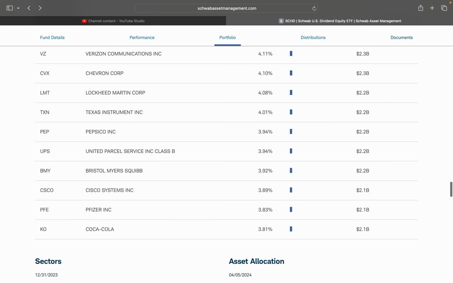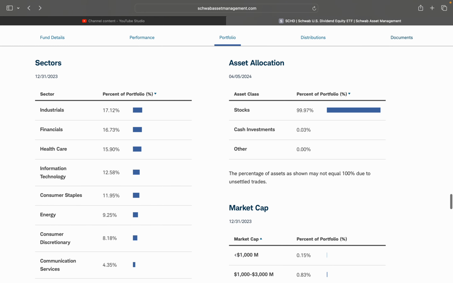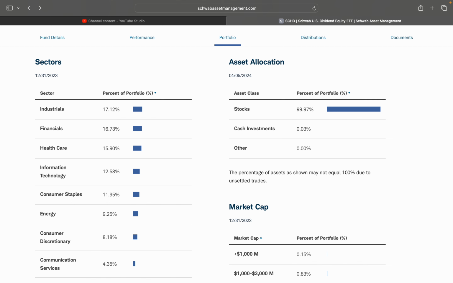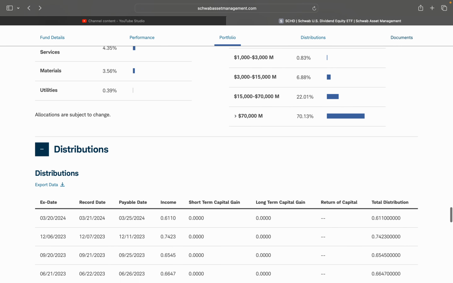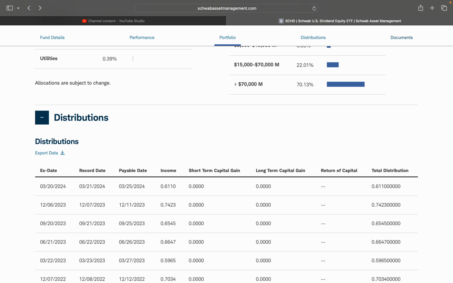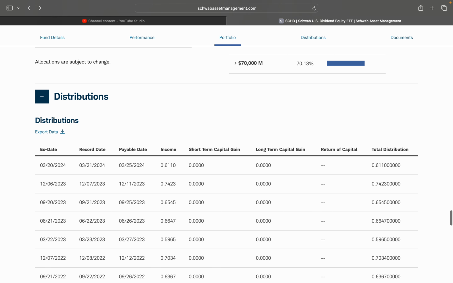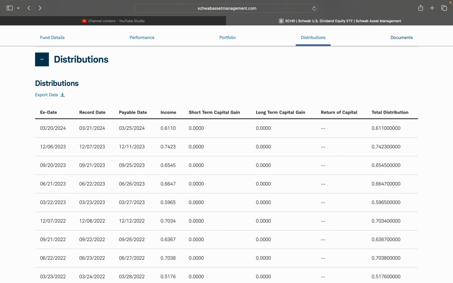All right. The sectors consist of industrials, financials, healthcare, information technology, consumer staples, energy, consumer discretionary, communication services, materials, utilities, and the distribution. The dividend is paid quarterly, so March, June, September, and December.